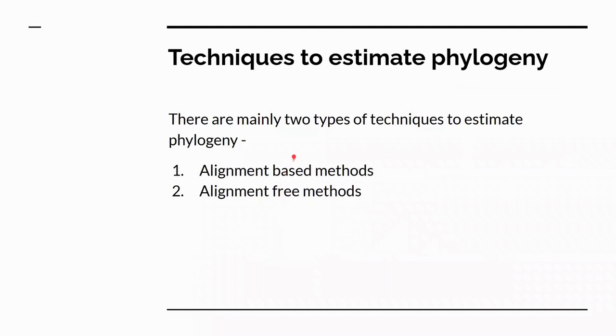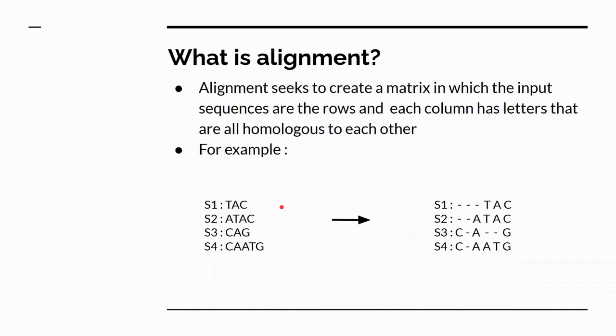There are mainly two kinds of techniques to estimate phylogeny. One is alignment based and another is alignment free. So what is alignment? Alignment is basically a matrix where the input sequences are the rows and each column has letters that are homologous to each other.